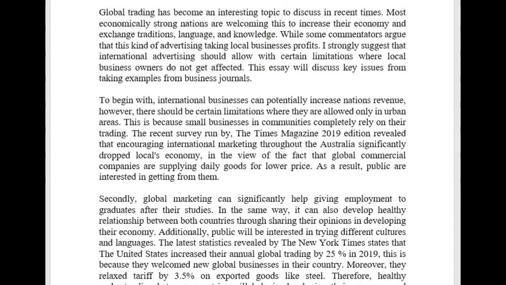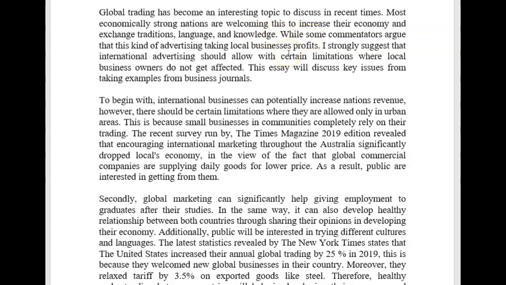Global trading has become an interesting topic to discuss in recent times. Most economically strong nations are welcoming this to increase their economy and exchange traditions, language, and knowledge. While some commentators argue that this kind of advertising is taking local business profits. You needed to combine these two sentences, okay?